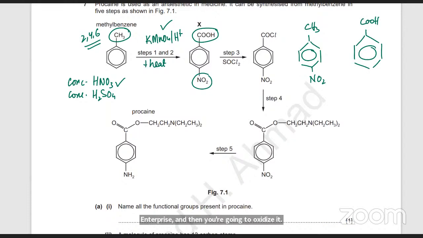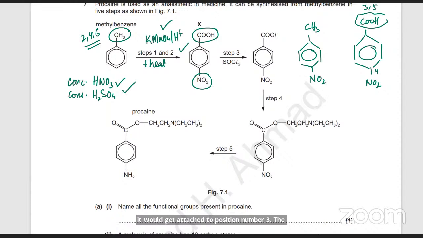Okay, the methyl group will turn into carboxylic acid. Reason being, this is a 3,5 directing group. If you had done that earlier, then the NO2 would not get attached to position number 4. That would not happen. It would get attached to position number 3. So nitration would happen first and then you'll oxidize it.